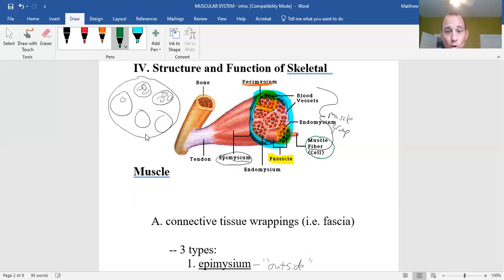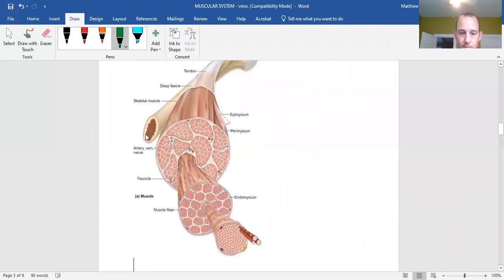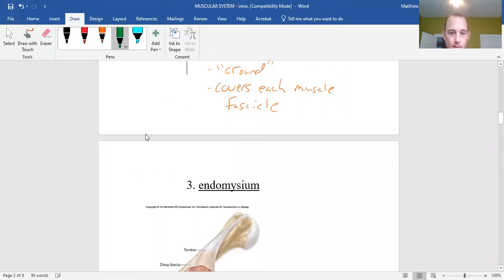All right. So if we pull one of those muscle fibers out, each muscle cell has a wrapping that surrounds it. That is the endomysium. The endomysium means within. And an endomysium surrounds each muscle fiber. And again, a muscle fiber is the equivalent of one muscle cell.